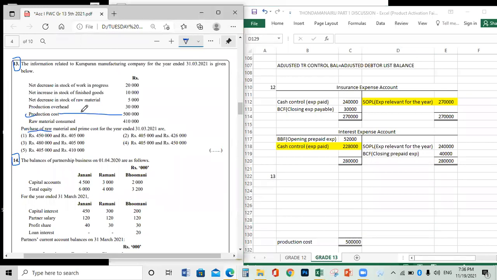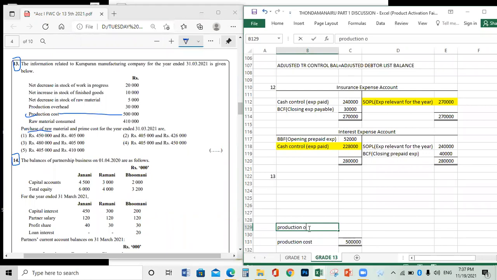Now see, production overhead is given. Production overhead, what you should do, you add, right? So the production overhead is 30,000. And after you record production overhead, what do you record? Work in progress. Very good. You have to record the work in progress change. They say the work in progress is decreasing.